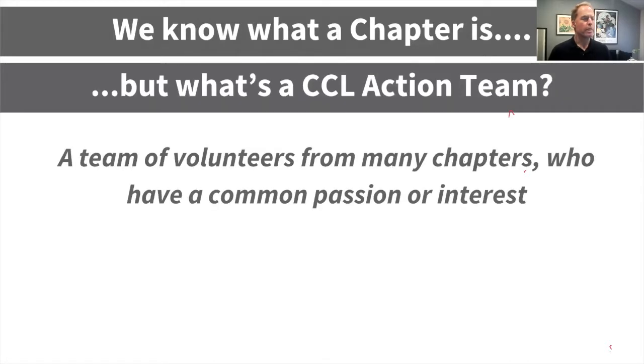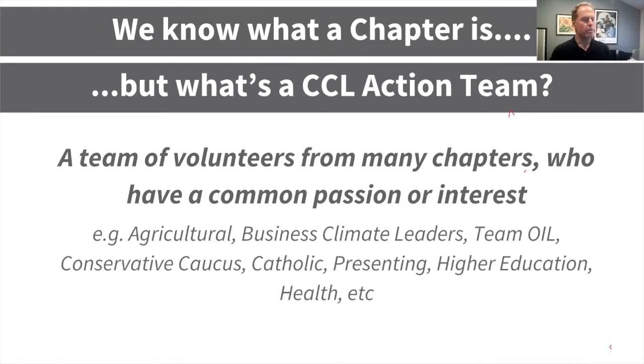You all know what a CCL chapter is, but you may not be familiar with action teams. If you get onto community, you'll see that there are about 40 action teams, and I'll show a list of them in just a minute. But an action team is a group of CCL volunteers who could be geographically dispersed across the country from many different chapters, who have a common passion or a common interest. For example, we've got the agricultural action team, business climate leaders, Team Oil.